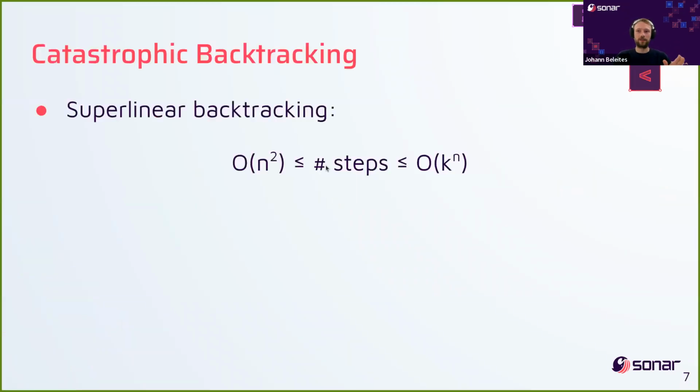When we talk about catastrophic backtracking, we talk about backtracking that causes the engine to backtrack so many times and do so many steps that the number of steps the engine needs to take to try to generate a match for the input becomes super linear. So it's anywhere between quadratic time or even as bad as an exponential number of steps given the input length n, which of course, as we all know, is not great to have exponential anything in your code in most cases.